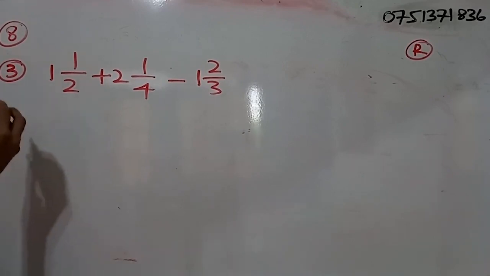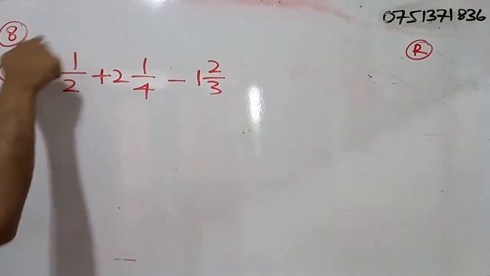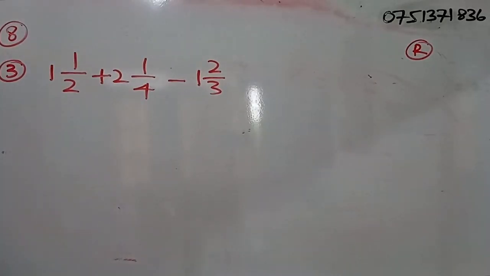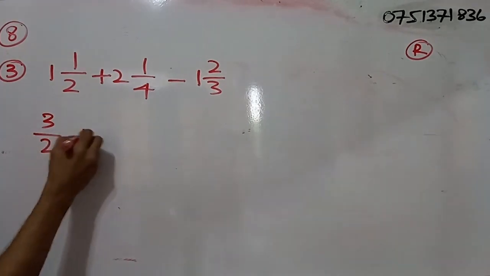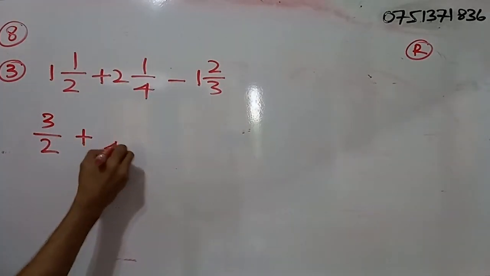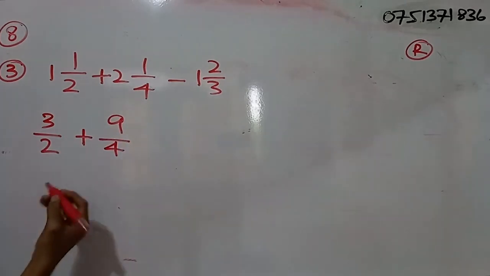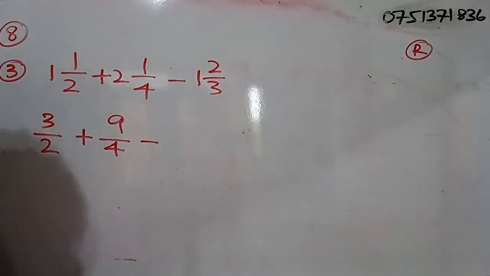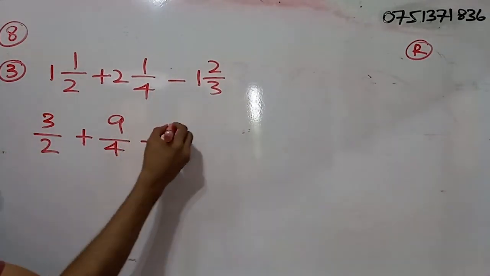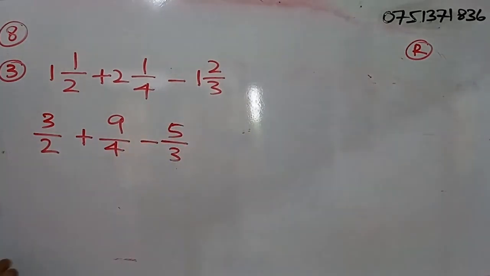Okay. So first of all we have to convert this into an improper fraction. So this will be 3 by 2. Then same thing here. So this will be 9 by 4. Same thing here. That means we have to convert this mixed number into an improper fraction. So this will be 5 by 3. Now we have to come up with the least common denominator.